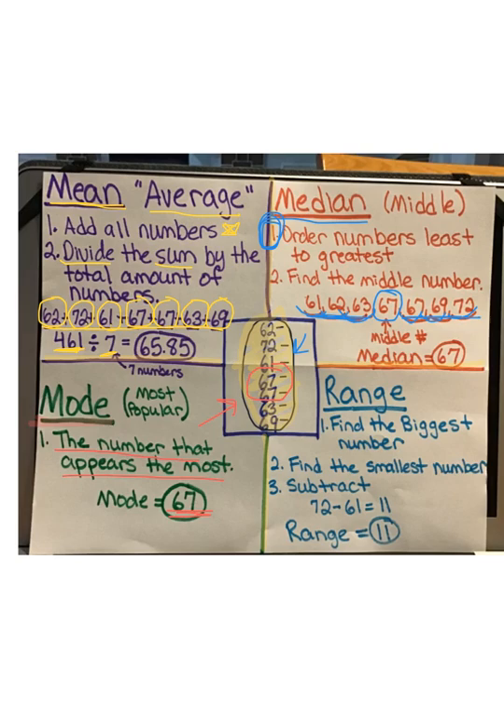And last is range. In order to find range, you have to find the biggest number, and then you have to find the smallest number, and then you have to subtract. So 72 is my biggest number of my data set up here. 61 is my smallest number. I subtract them, and you get that the range is 11.